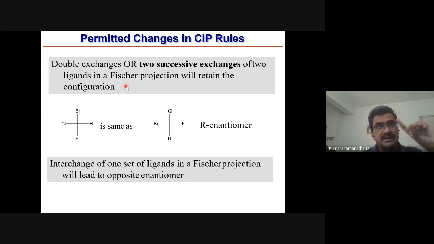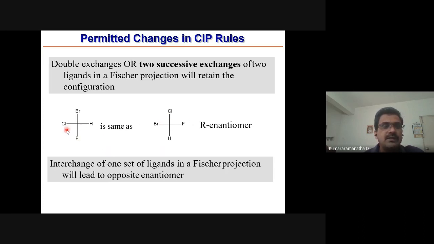Means you already exchanged once. Again you do a second exchange. Then you get the same structure whatever you have started with. Okay. Same structure means the same assignment.